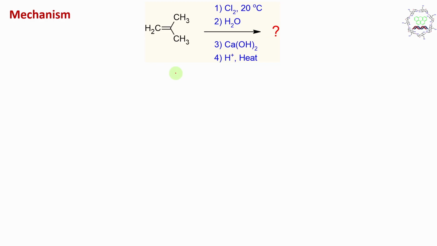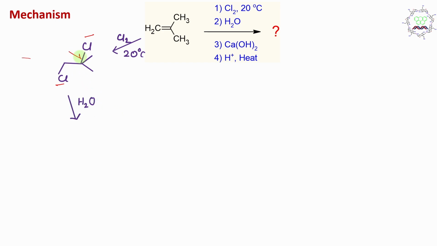Now, first step, chlorine at 20 degrees centigrade. So obviously chlorine addition to alkene, and by the way remember this addition is anti-addition, that's why look at the two chlorine positions anti to each other. In the next step, reaction with water, what happened?